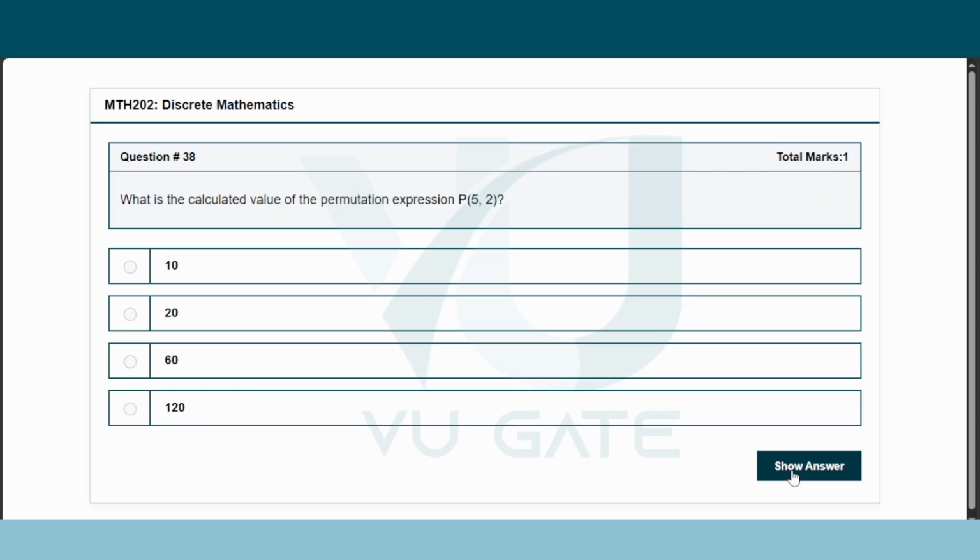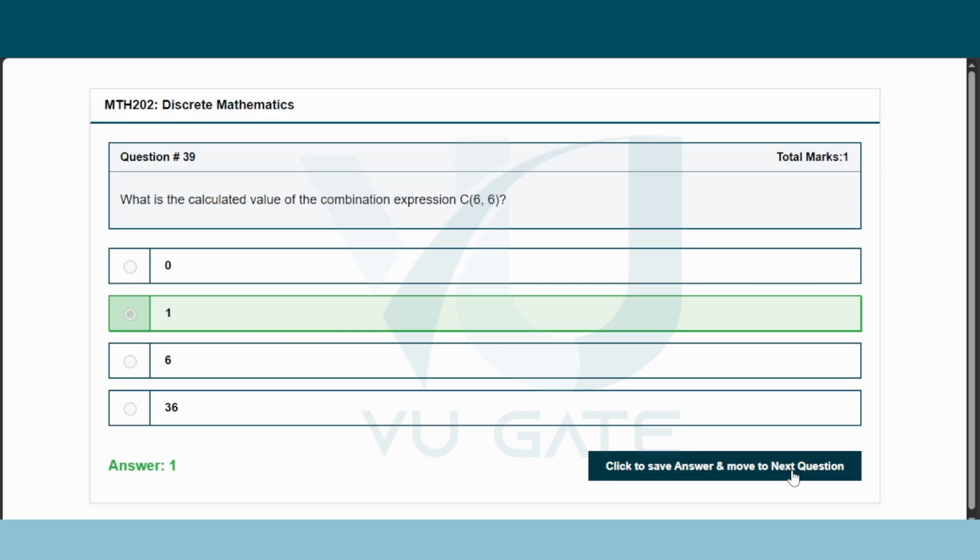Question number 38. What is the calculated value of the permutation expression P of 5, 2? The correct answer is 20. Question number 39. What is the calculated value of the combination expression C of 6, 6? The correct answer is 1.